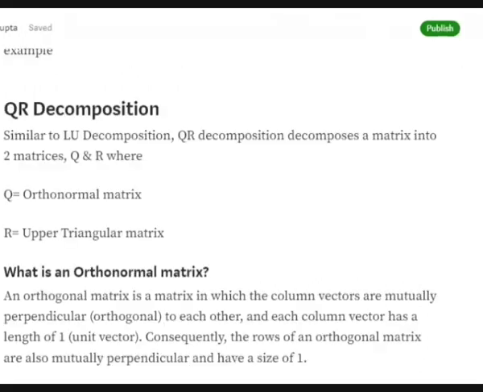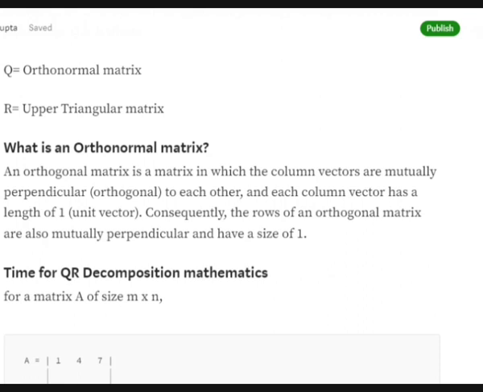So the next algorithm for matrix decomposition that we'll be discussing is QR decomposition. This is not the same QR that you scan for getting items or payments, it is something else. Similar to LU decomposition, where we decompose the matrix into two matrices, in QR decomposition also we will be decomposing it into two matrices. One is the orthonormal matrix, another is the upper triangular matrix. First of all, we'll try to understand what an orthonormal matrix is. An orthonormal matrix has two particular features. One is that all the column vectors present in the matrix are perpendicular to each other and each column vector has a length of 1. If the column vectors are mutually perpendicular to each other but are not of unit length, then it is called an orthogonal matrix. Just remember this.